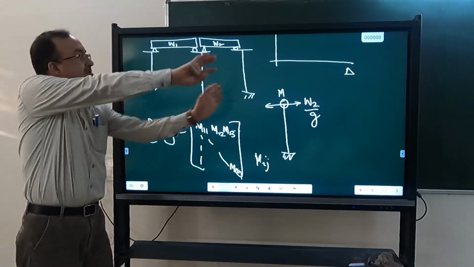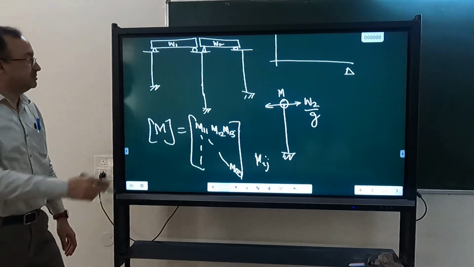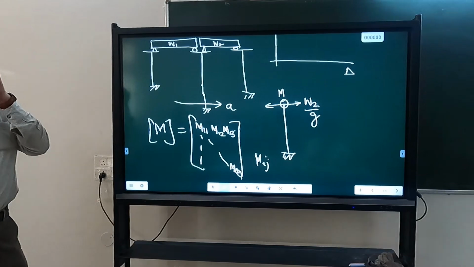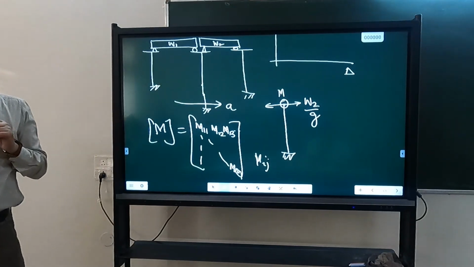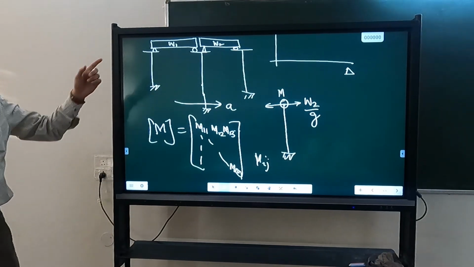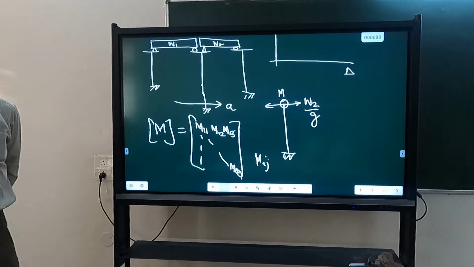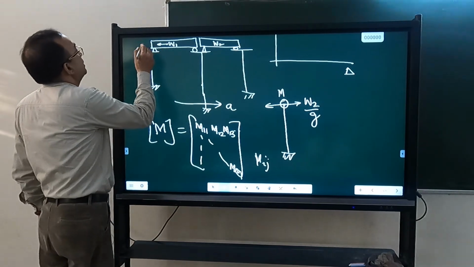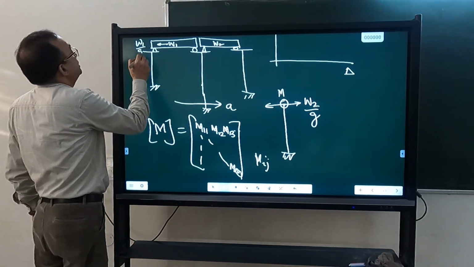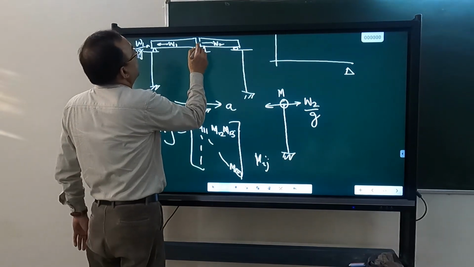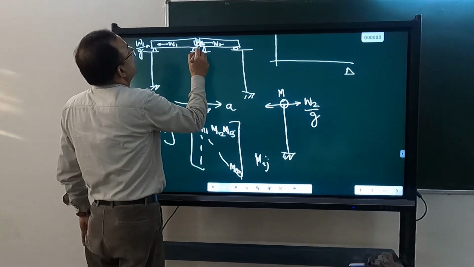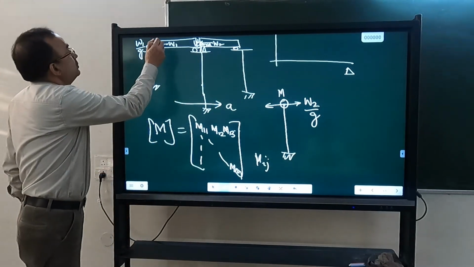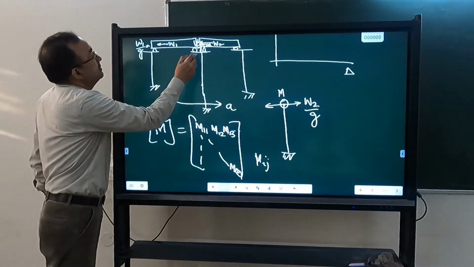Suppose the whole structure I am moving with an acceleration A in this direction. So where will the force act? At the center of mass. So it will act as W1 by g into A here and W2 by g into A here. Where will this force get transferred? Will it act here?